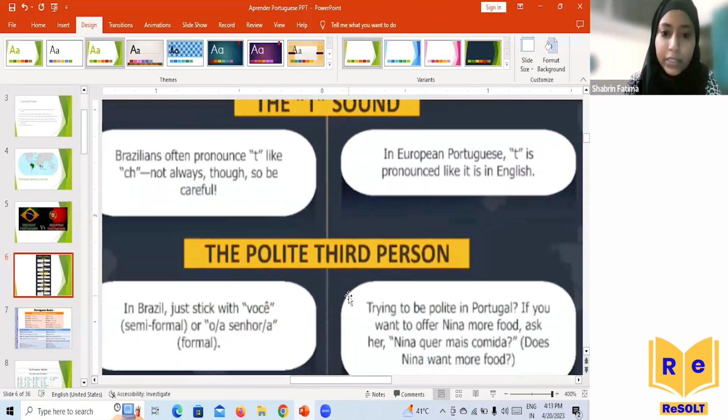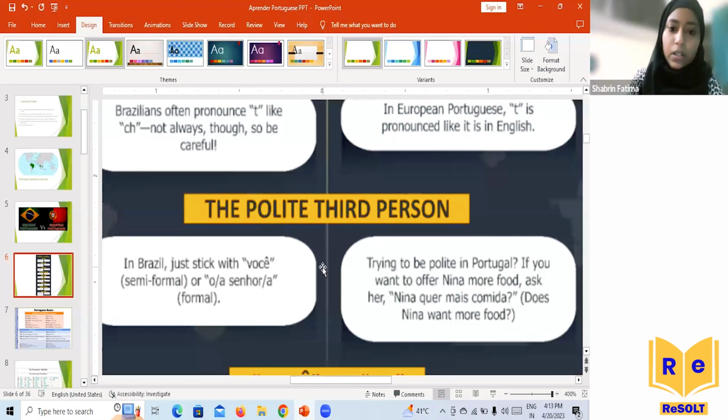Then we have the difference of polite third person. The polite third person is the next difference between Brazilian Portuguese and European Portuguese. In Brazil, just stick with você. Você we consider very formal in European Portuguese, but in Brazilian Portuguese we consider it semi-formal, not very formal. And to be formal, we use o, a, senhor or senhora. It can be senhor for Mr. and for Miss, it can be senhora. That is the formal form of Brazilian Portuguese.